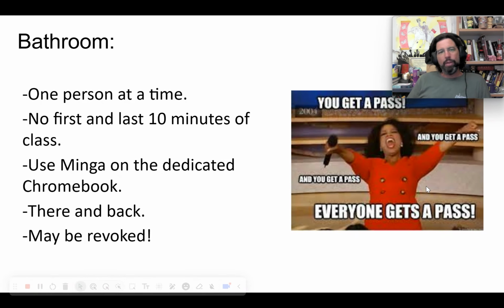Don't make a big deal about the bathroom. One person goes at a time. Be responsible. All right? There are no bathroom passes the first or last 10 minutes. I have a Chromebook set up over there on the other side of the room. Be there and back. If you do misuse it, I'll revoke it and do all that kind of thing.